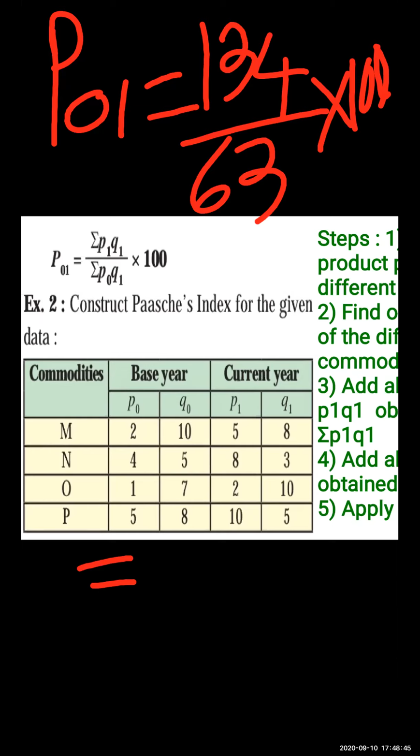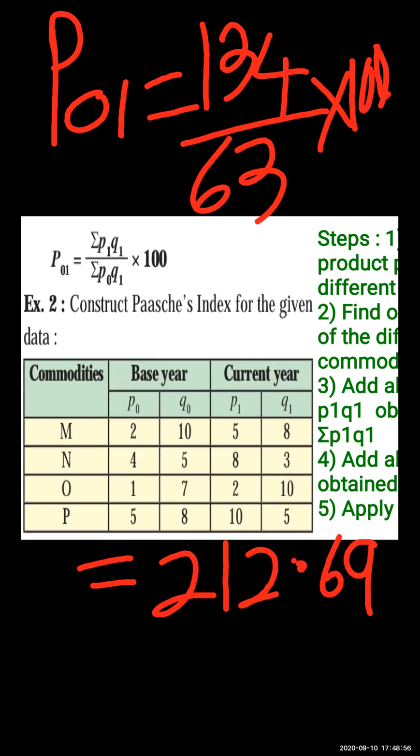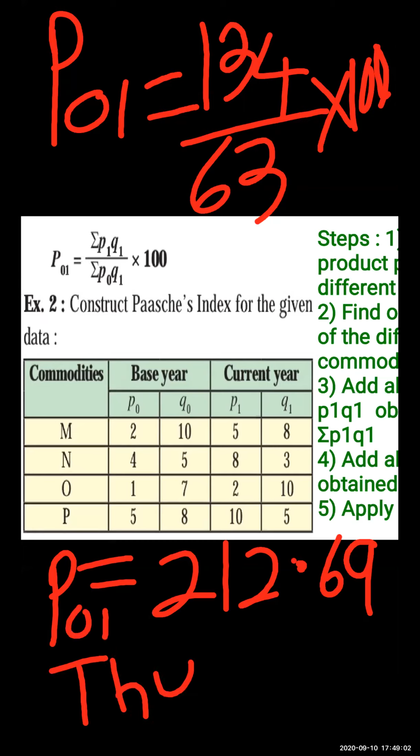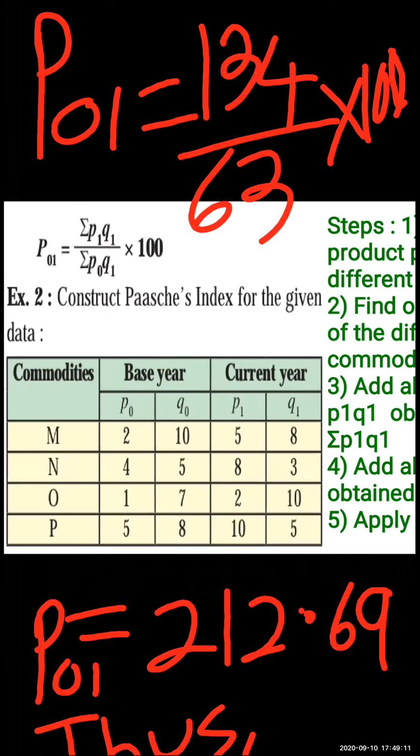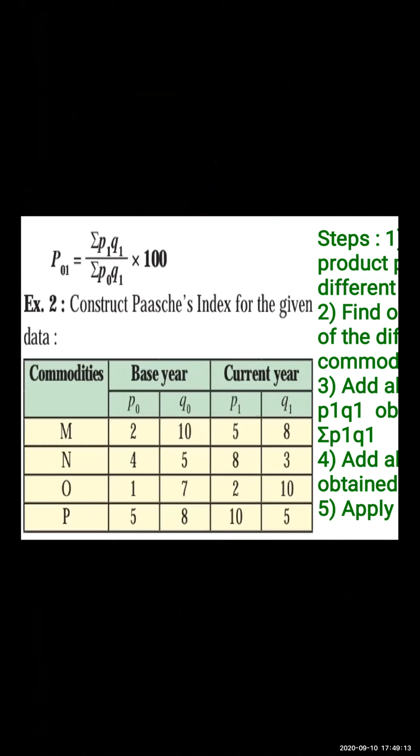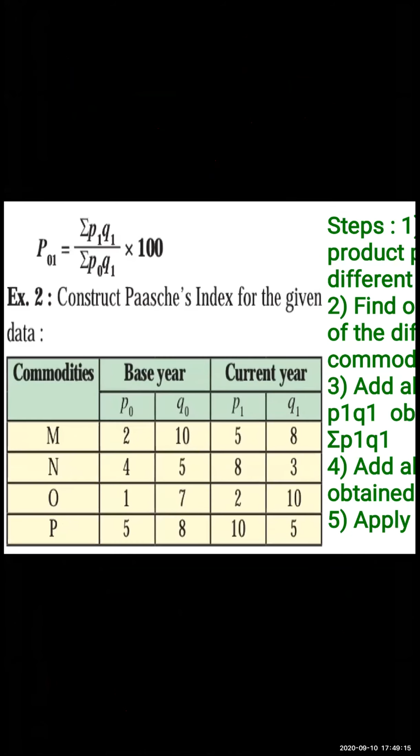Yes, Manish, correct. Other students waiting. Kusum, correct. Aniket, correct. The answer is 212.69. P capital O1 small. So last you need to write thus, comma, Paasche's index P01 is equal to 212.69. Is the concept clear? Any doubt or any step you all didn't understand?